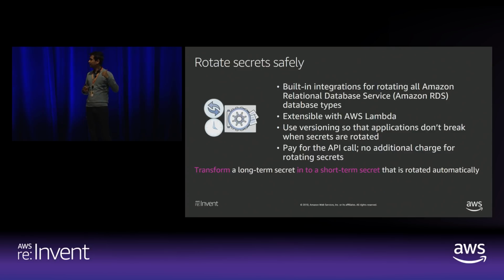The key point here is once you've stored a secret in Secrets Manager and you've set up automatic and safe rotation, you've essentially transformed a long-term secret into a short-term secret. So the database credential that used to live for years now becomes a credential that's rotated, let's say, every 30 days or every 7 days or even every day, transforming this long-term credential into effectively a short-term credential.